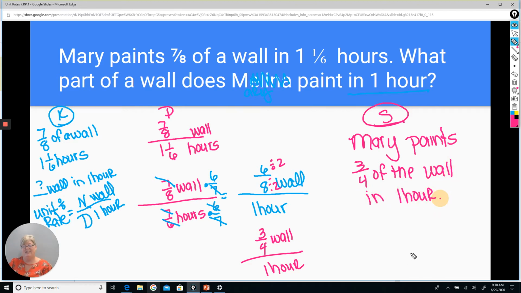And does it make sense? Okay, so kind of think it through. This is a little bit more than an hour. This is not quite a full wall. So does this make sense? I think it does. Okay, let's go ahead and look at the next problem.